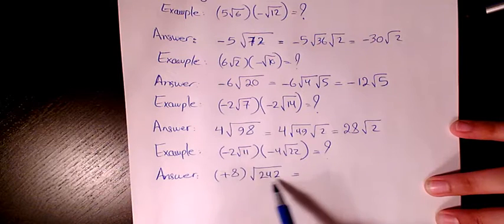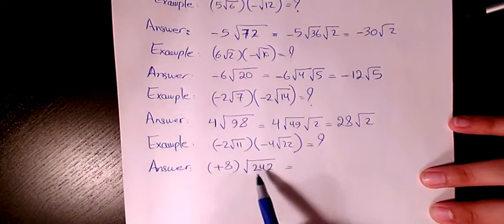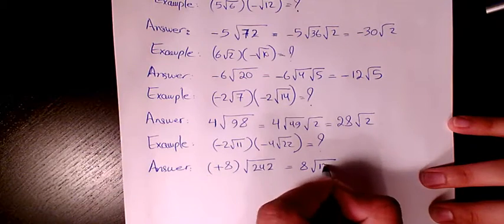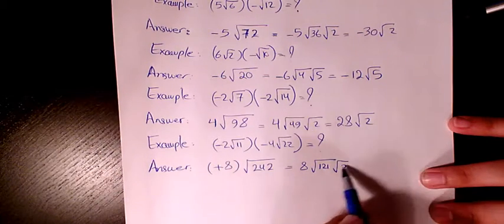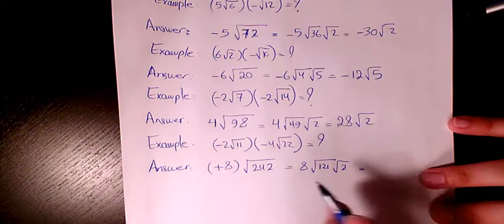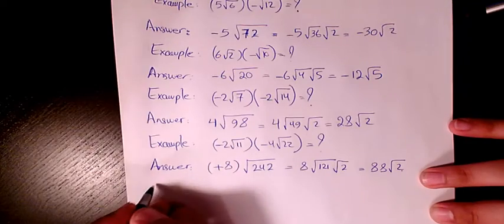Again, we are looking for a factor for 242 that's a perfect square, and that's 121. So we have square root of 121 times root 2. 2 times 121 is 242. Square root of 121 is 11. 8 times 11 is 88 root 2.